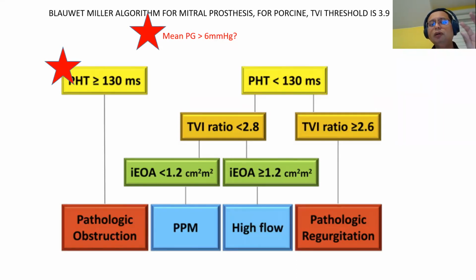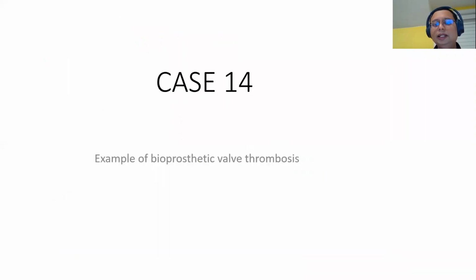Okay. Remember, if you want to use the Blauet Miller algorithm, there are 3 algorithms for mitral prosthesis. So the mechanical, the porcine and the pericardial mitral valve are different. The aortic valve is simple, all are the same. But for the mitral valve, it is slightly different. The difference is not on the pressure half time, but on the dimensionless index. So this is a patient with pathologic obstruction that has a ball and cage mitral valve. I hope by now you have understood how we approach a prosthetic mitral valve.